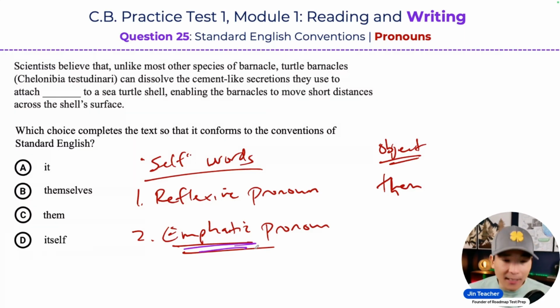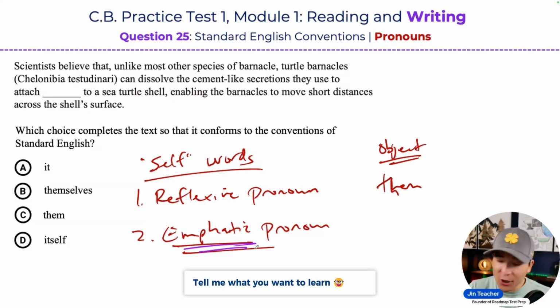So if you say something like, I myself ate the entire pizza, myself is just emphasizing the noun or the subject I. It's basically saying, hey, nobody helped me out. My mom didn't help me. My dad didn't help me. My brothers didn't help me. My friends didn't help me, but I myself.